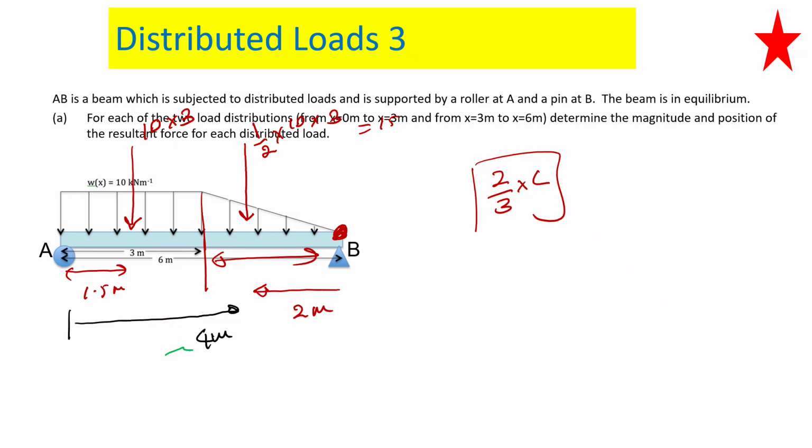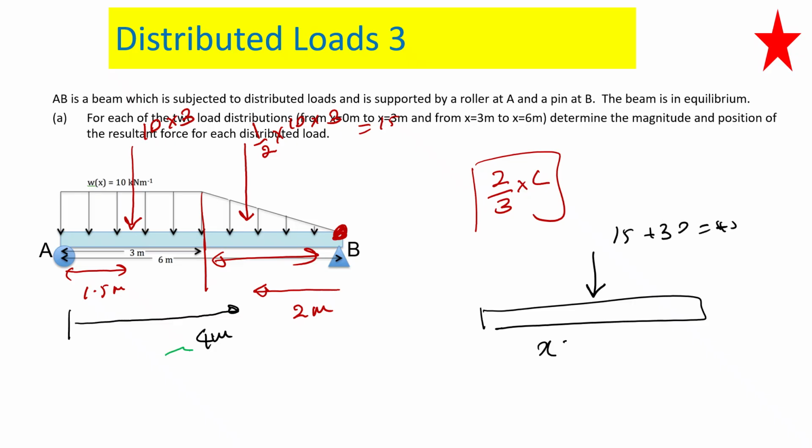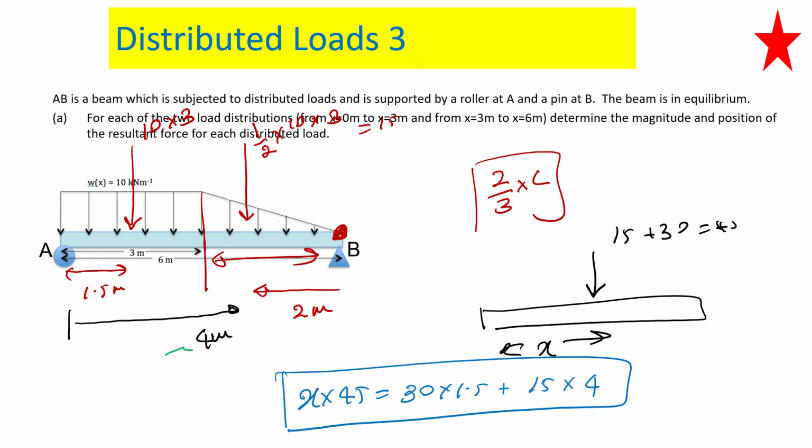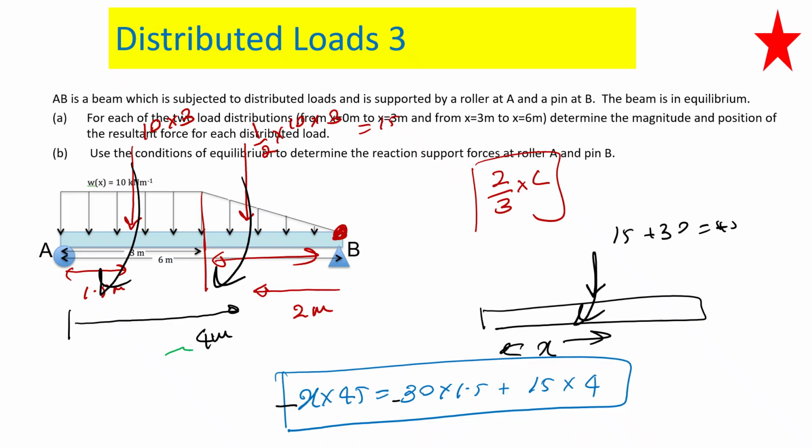Now to convert it to one force, that will be 15 plus 30, which is 45, and this x distance you can find. How do you find it? X times 45 is equal to 30 times 1.5 plus 15 times 4. So you can find x. You all are in the same direction. Both all are clockwise, so you can put minus everywhere. The minus will cancel out.